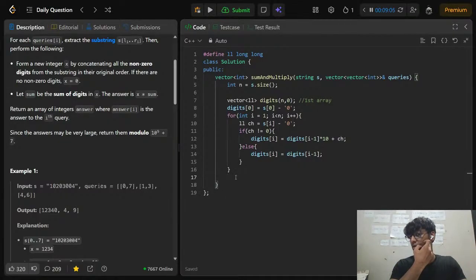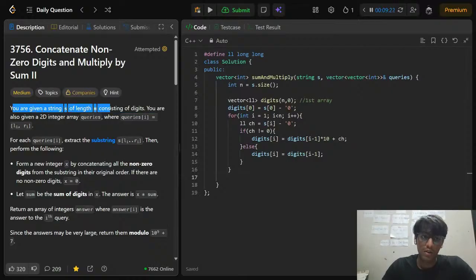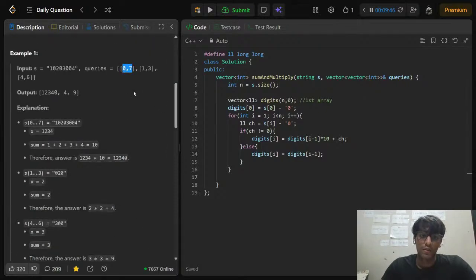You'll also need to have the sum as well. Because the question, I didn't read it to you guys, so let me read it once again. It's basically asking: concatenate non-zero digits and multiply by sum. We are given a string s of length m consisting of digits. You are also given a 2D integer array queries, with L1 to R1. For each query, we have to form a new integer x by concatenating all the non-zero digits from the substring in the original order. If there are none, then zero. Basically, for the first row, we take the characters from index 0 to 7 and concatenate them. x will be 124. Then we calculate their sum, multiply them, and store the result in a vector. Sounds pretty simple, right? And then we have to do this for the other queries.